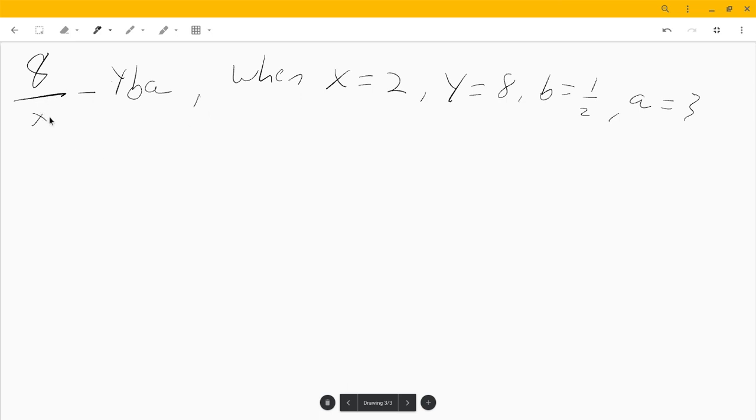So you just substitute again. What is 8 divided by x? Well, what is x? X is 2. So 8 divided by 2, minus y times b times a. All of this is just multiplication.